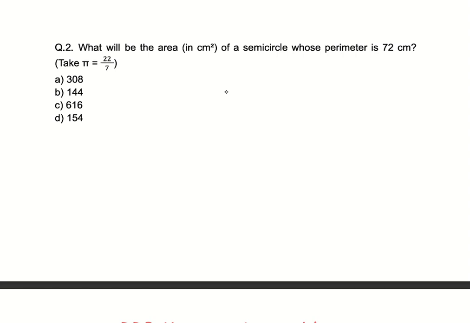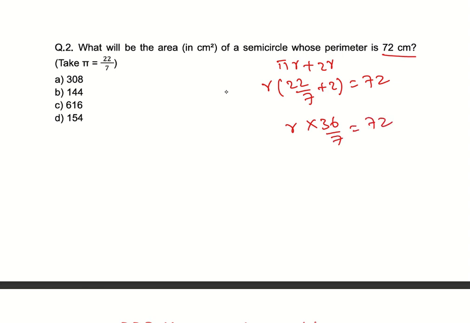What will be the area of the semicircle whose perimeter is 72? The perimeter of a semicircle is pi r plus 2r. So r is common, pi value is 22 by 7. So r into 22 by 7 plus 2 equals 72. 7 twos are 14, 14 plus 22 is 36. So r into 36 by 7 is equal to 72. 36 ones, 36 twos, so r is equal to 14 centimeters.